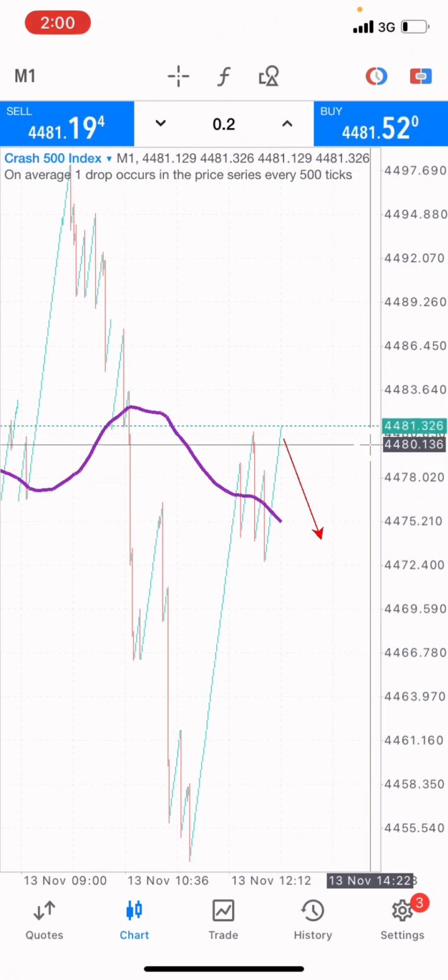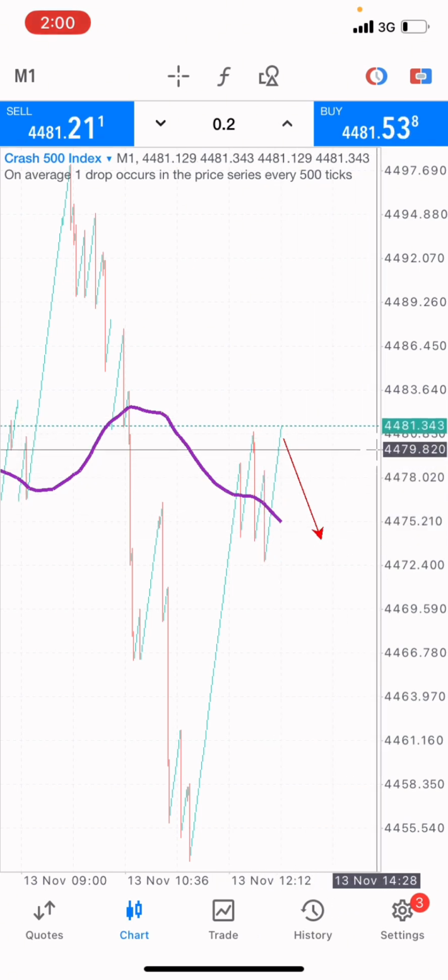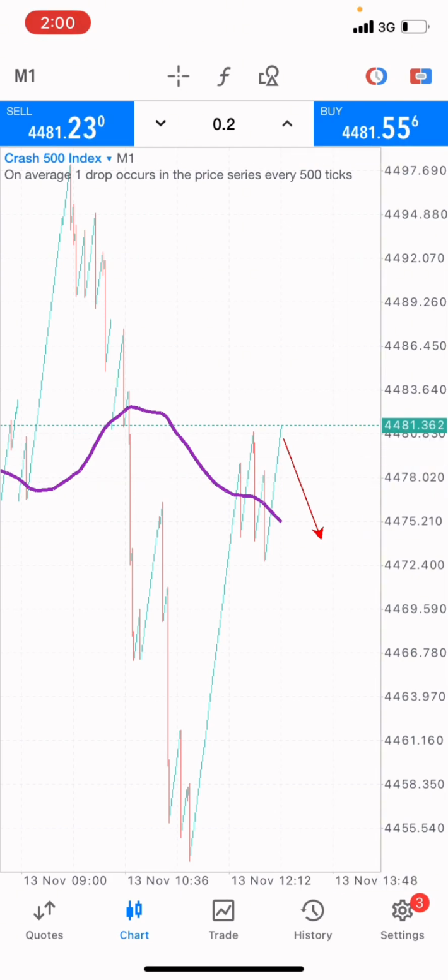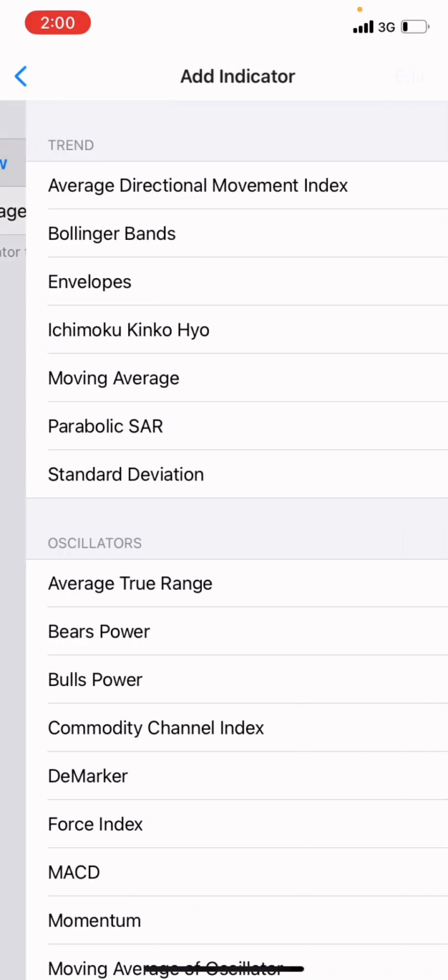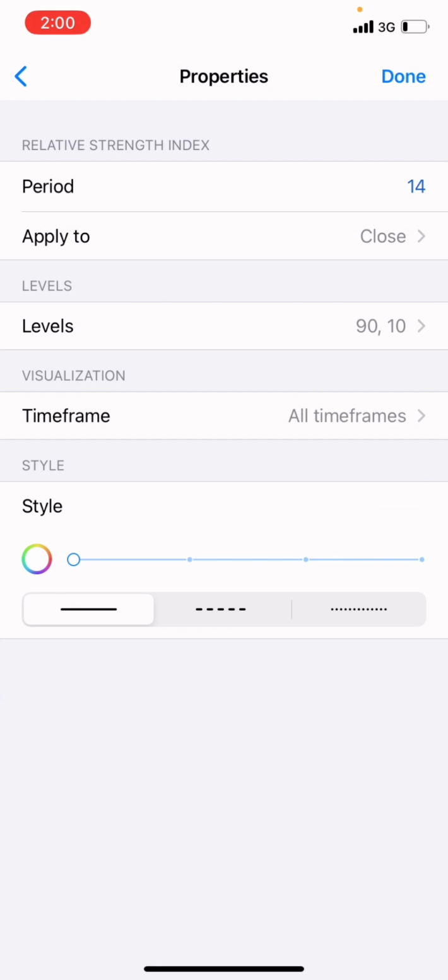Okay, curving towards the direction, curving downwards and upwards, again downwards, as you can see. So what we're going to do right here, we're going to put in the relative strength index, period 14, apply to close, levels 19 and level 10. The style is 1 pixel, color white.